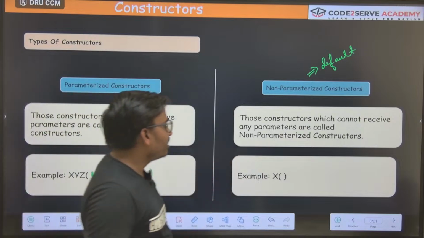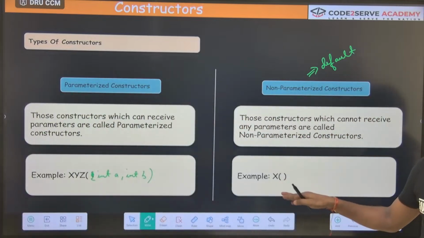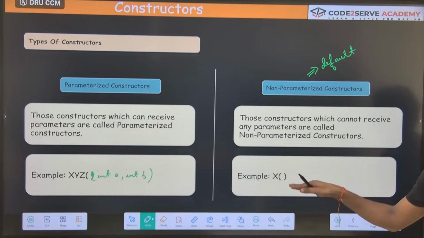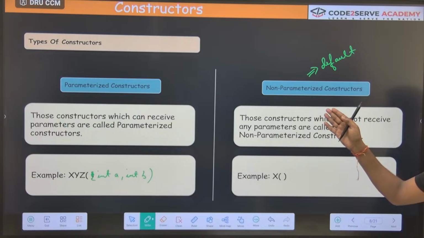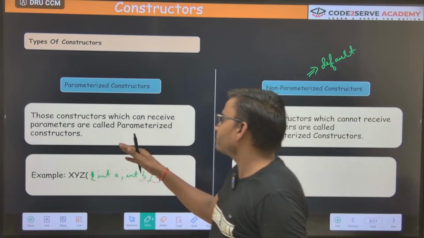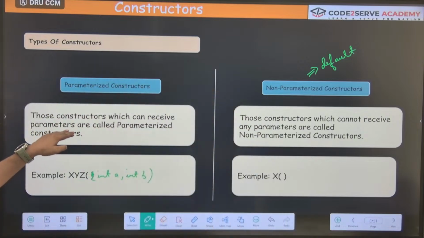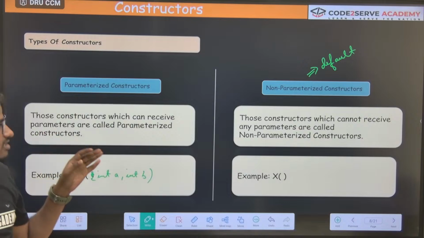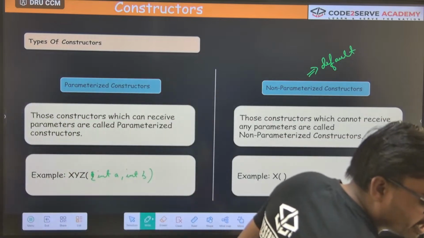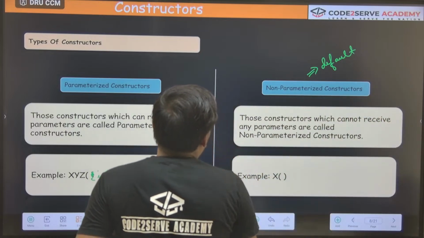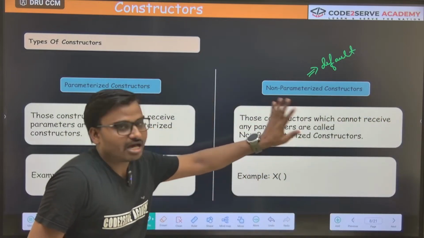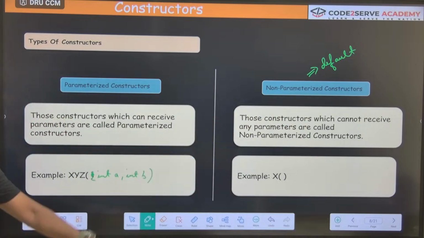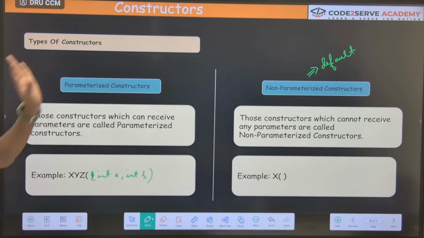And in this case, it is not accepting any argument. That is, no argument is accepted. Then this becomes a non-parameterized constructor, that is a default constructor. So that is all that is written over here. Those constructors which can receive parameters are called parameterized constructors. But a non-parameterized constructor, which cannot receive any parameter, is called a non-parameterized constructor. It is also called a default constructor.